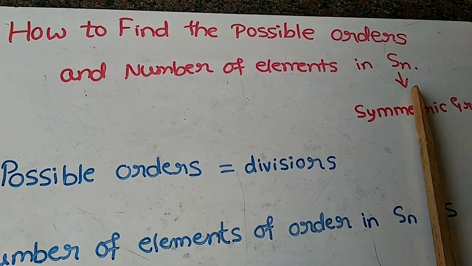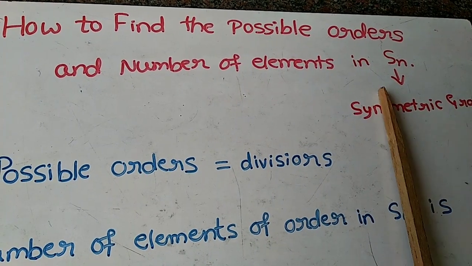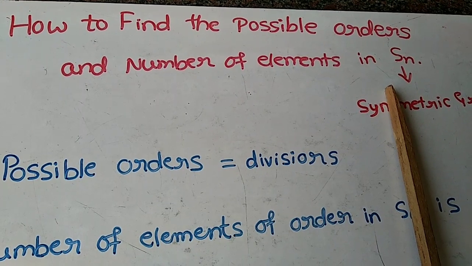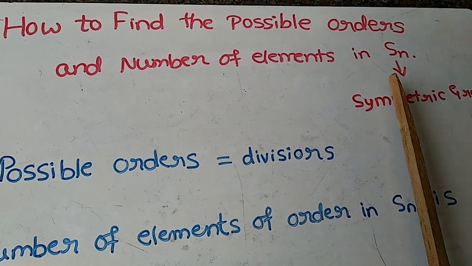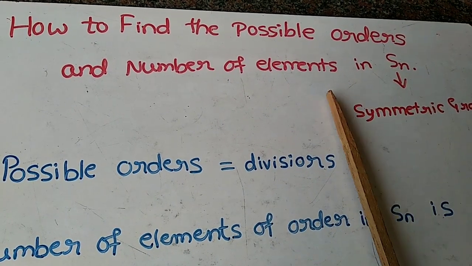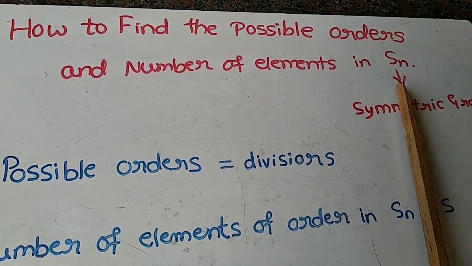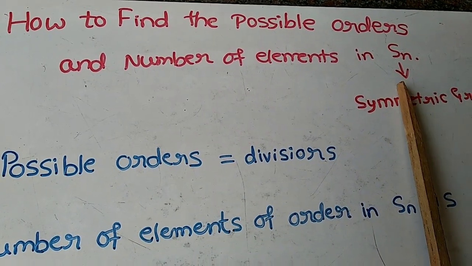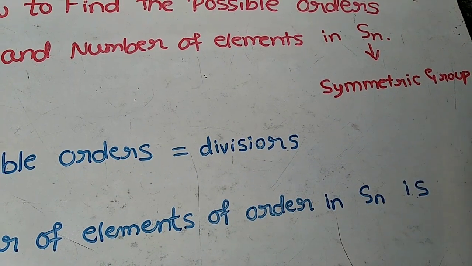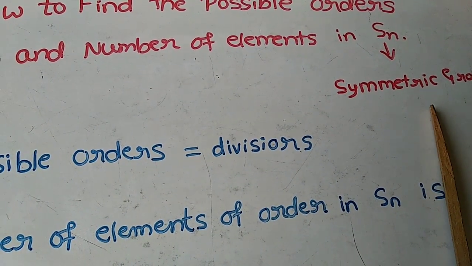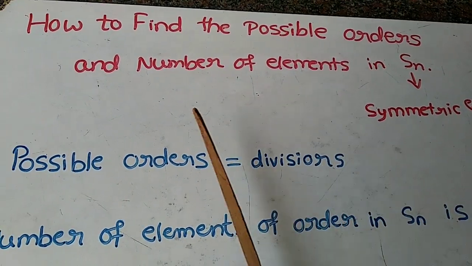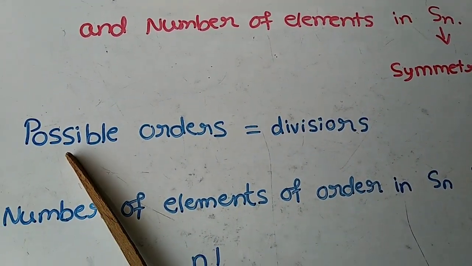See, just look here. This is our symmetric group, not a normal group like Zn. In the first or second video, I already told you how to find the possible orders and number of elements in Zn. But this is not Zn. This is Sn, and Sn is nothing but the symmetric group. So how to find it? Let me check.